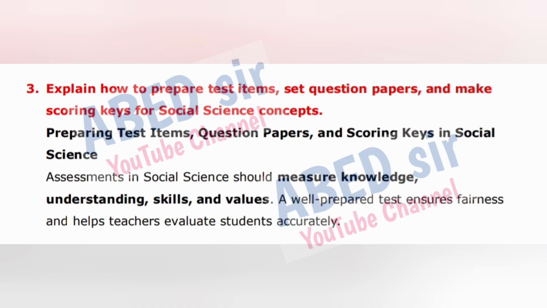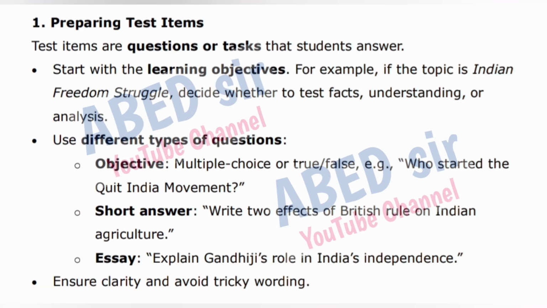Preparing test items, question papers, and scoring keys in social science. Assessments in social science should measure knowledge, understanding, skills, and values. A well-prepared test ensures fairness and helps teachers evaluate students accurately. 1. Preparing test items. Test items are questions or tasks that students answer. Start with the learning objectives.